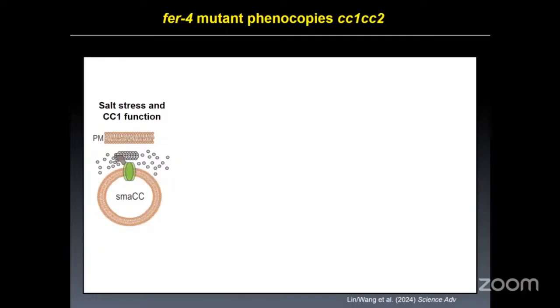Okay, so just to remind you, if we're lacking this CC1 protein, we have this internalization of the CSA complex, and microtubules fall apart upon salt stress, okay? Remember that. Now, if Feronia is important for this process, we would assume that a Feronia mutant would have the same kind of phenotype.